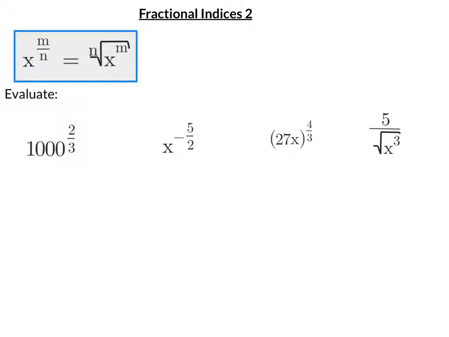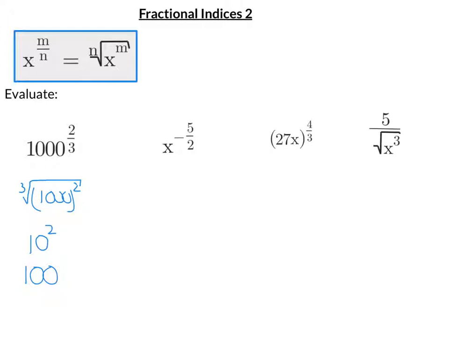So 1,000 to the power of 2 over 3, 2/3. Well, using this, that means we're going to get the cube root of 1,000 squared. Now, we can do these powers in any order. We can do the rooting first or the squaring first. So I'd suggest we do the rooting first. So the cube root of 1,000 is 10, and 10 squared is 100.